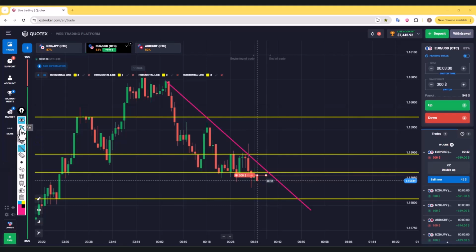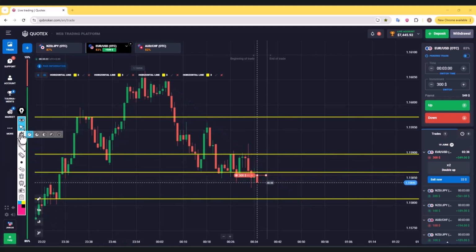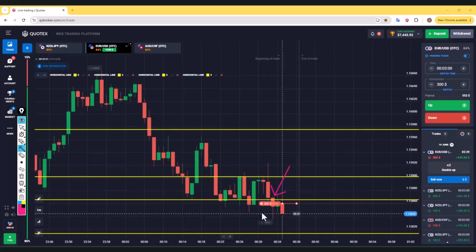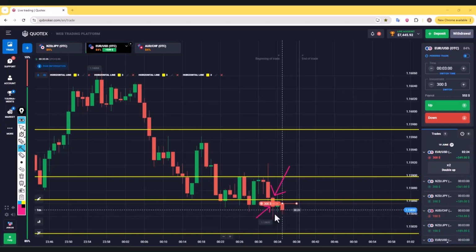Right here, the shape. Let me minimize this window and make my chart bigger so you can see. So we had a significant downtrend here. The price starting right from this point with this red candle, you can see that it broke our key level and buyers entered here. Take a look.